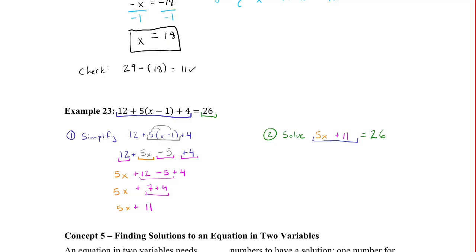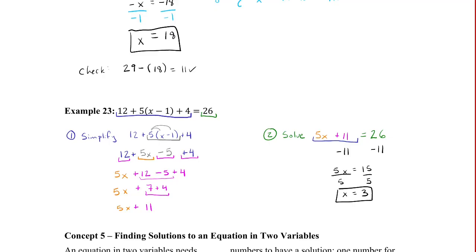Okay, and now I'm looking at my new equation. I see that that's a two-step equation, so I know how to solve. First, I'll subtract 11 on both sides. I've got 5x is 15. Then I'll divide by 5 on both sides, and I'll get x is 3 as my solution.